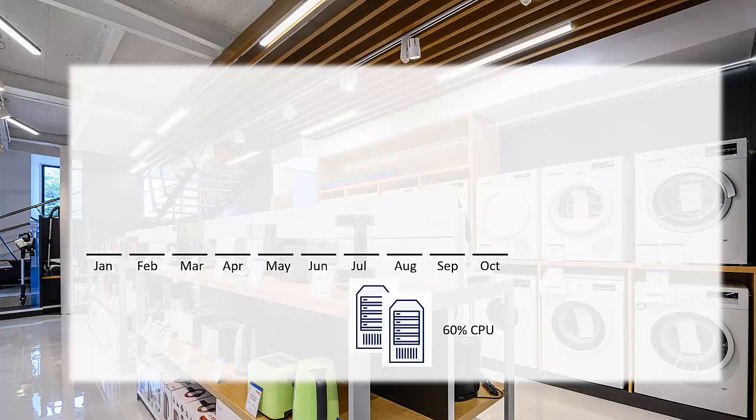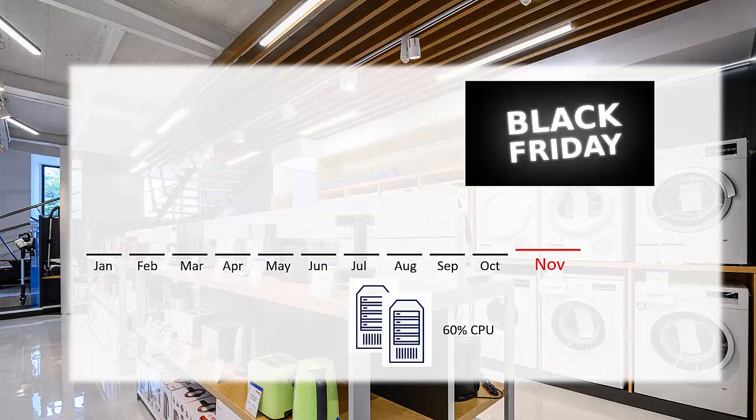In January, the website began operating, and you saw that the CPU was at 60%, which is fine. 60% is a well-utilized CPU, and there is no reason to worry. And so it went on through all the year until we reached November. And what happens in November? Of course, in November, we have Black Friday.